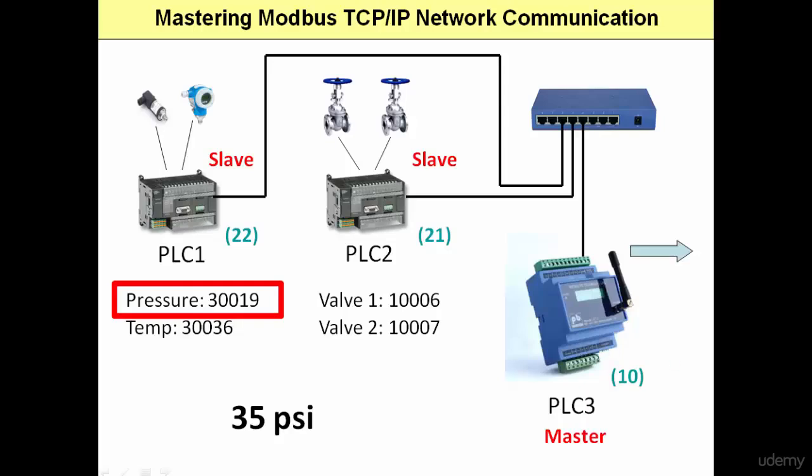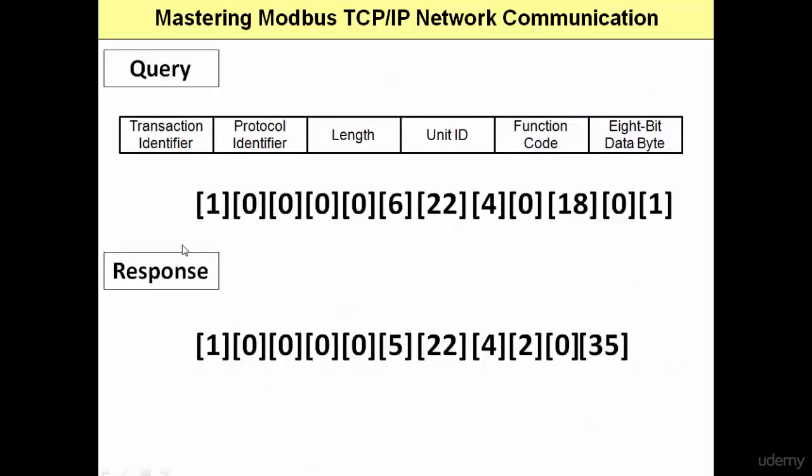So, knowing that, let's go to our scenario here, our query response that we saw in the last lecture. I had the transaction identifier as 1, but this query response is only really for the very first time PLC3 polls PLC1. When it polls it a second time, this transaction identifier changes to 2, and the response will be 2, and the next one 3 and 3, and the next one 4 and 4 and 5 and 5.